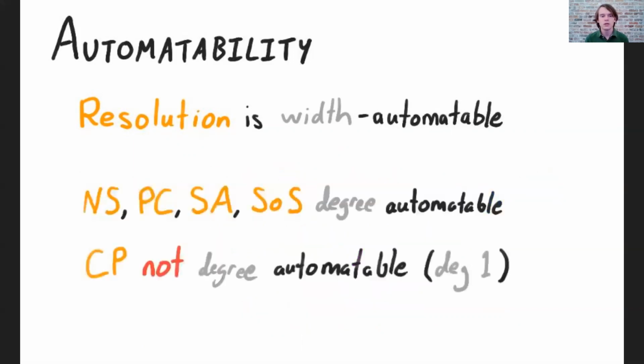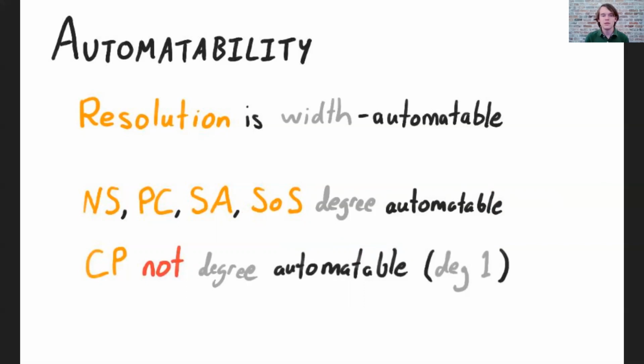And this is pretty good. And it turns out this is actually known for most of the systems that we study, except for very strong systems like Frege and IPS. So in particular for Nullstellensatz, polynomial calculus, Sherali-Adams, and sum of squares, there's a degree automatability algorithm where, again, degree automatability is just the arithmetic version of width automatability. So if there's a proof of degree d, then you can find it in time n to the d.